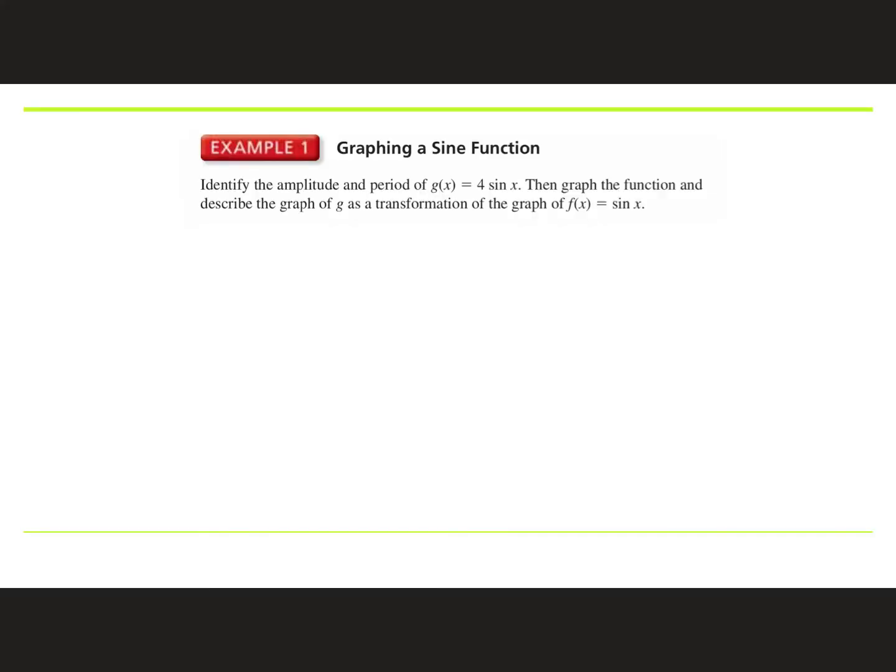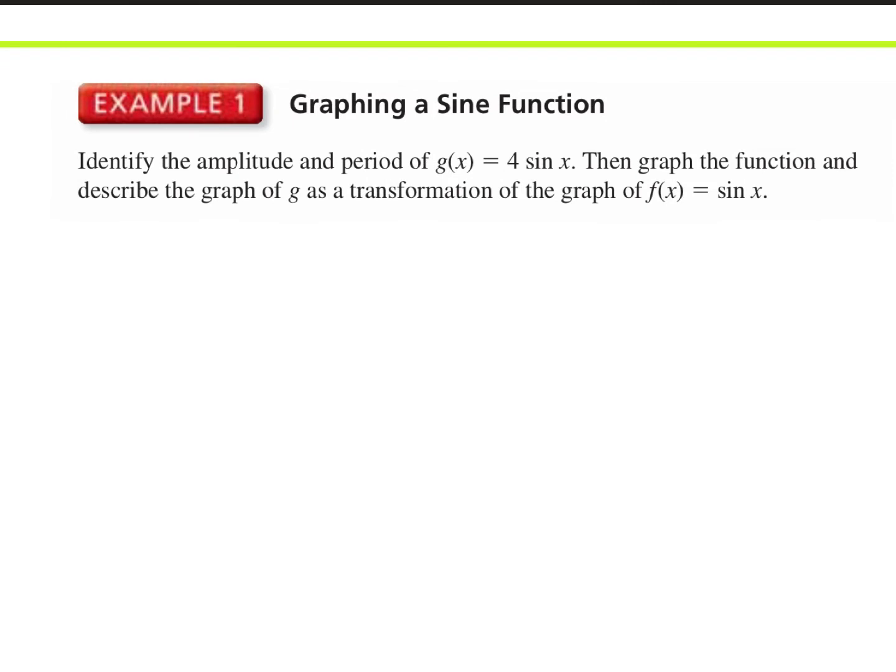So let's look at our first example. We need to identify the amplitude and period of g of x is equal to 4 sine of x, and then we need to graph. So we're going to have our graph here.